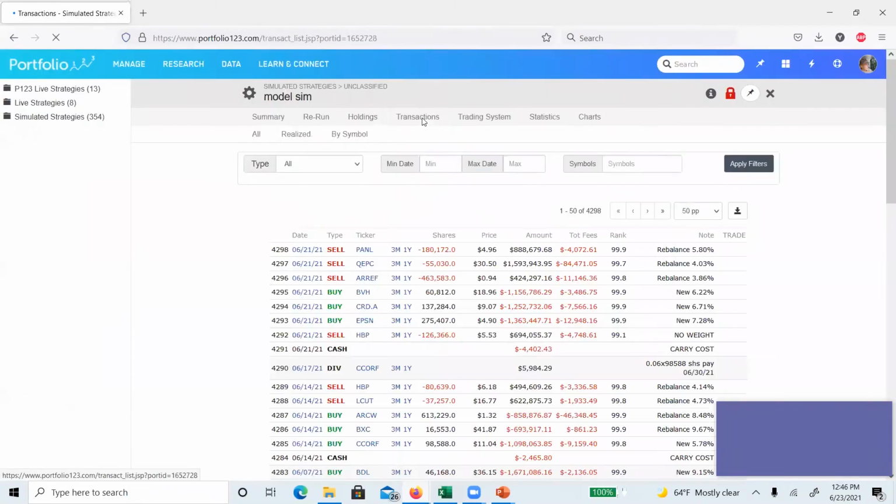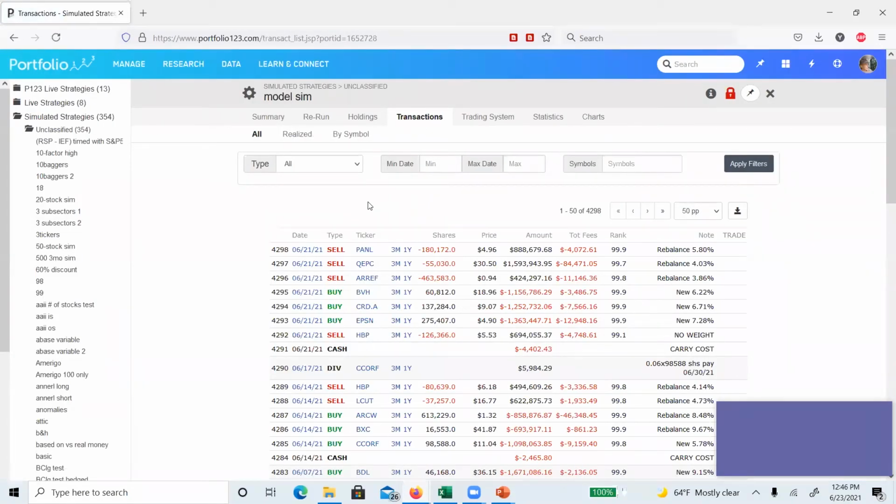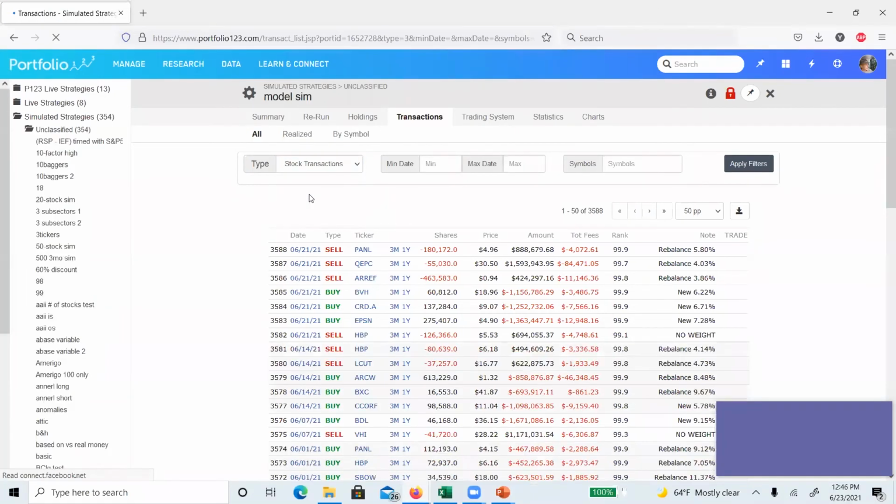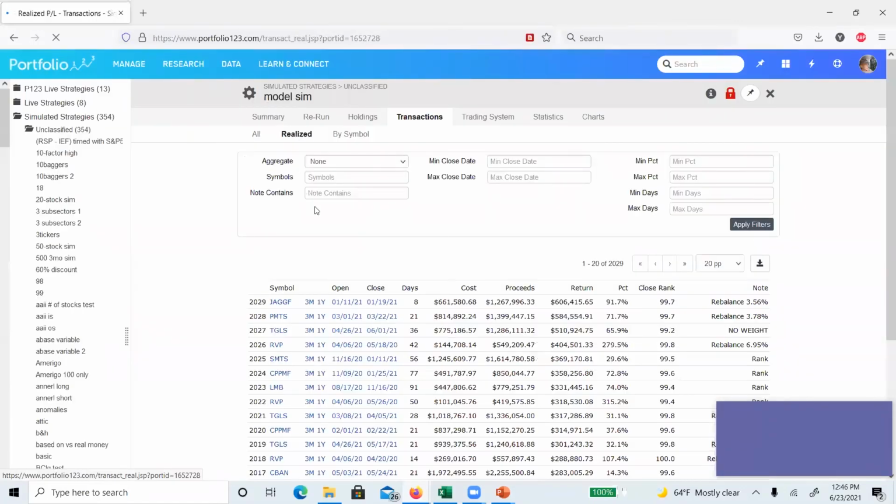The transactions tab is really great too. You can look at just stock transactions. This will exclude dividends, and then you can look at what kind of slippage fees you're paying for these various transactions. Realized transactions are sorted by the return, and sometimes they're worth examining.